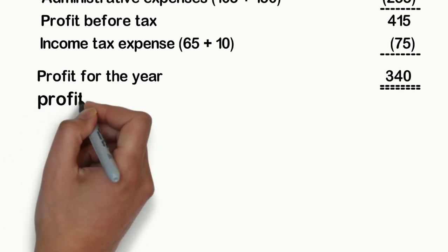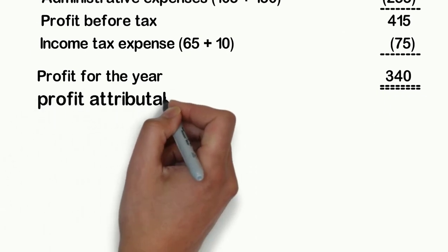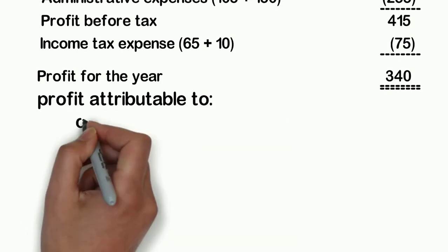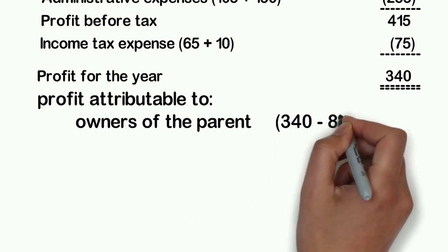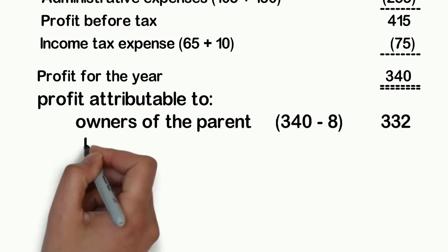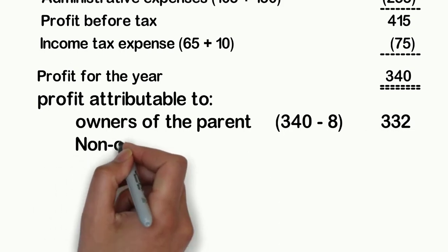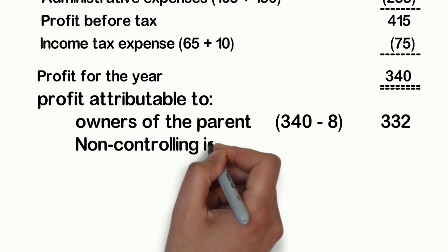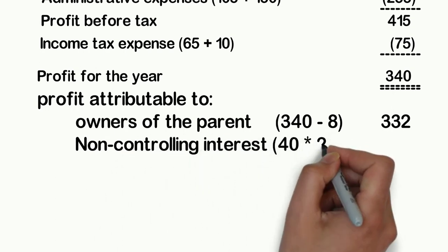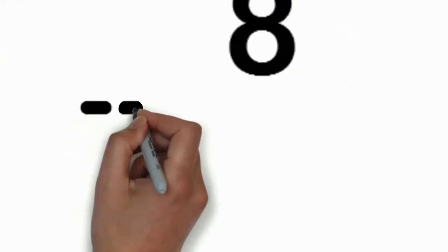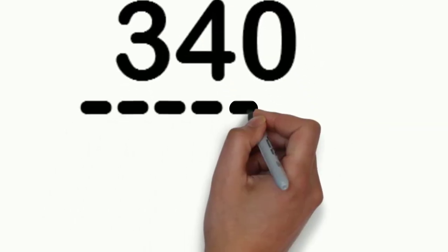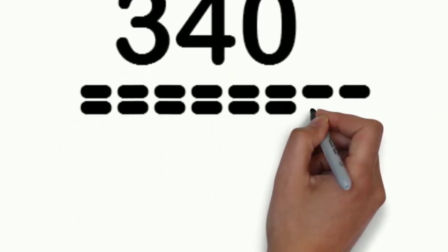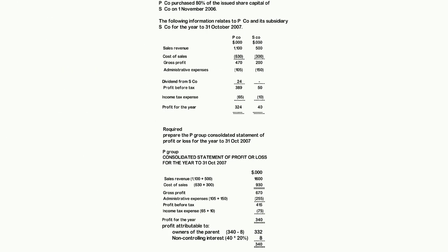Now this profit contains the share of both owners of P and that of non-controlling interest. This will be attributed to owners of the parent by subtracting the NCI share from $340,000. The NCI share out of the subsidiary's post-acquisition profits is $8,000, resulting from 20% of $40,000 as given in the question. Hence the total profit has been distributed to both NCI and owners of parent P. That is the end of the consolidated income statement question.